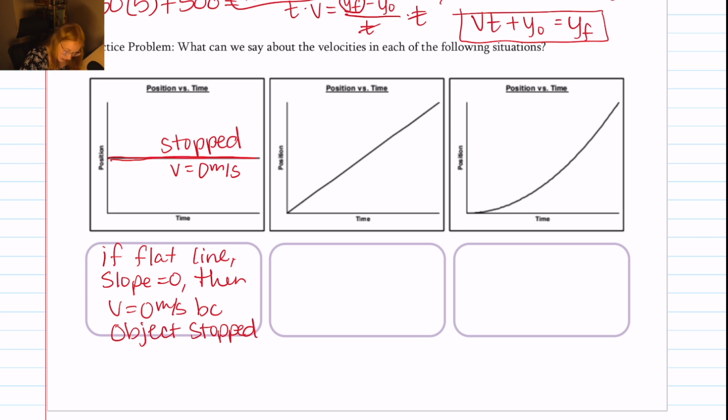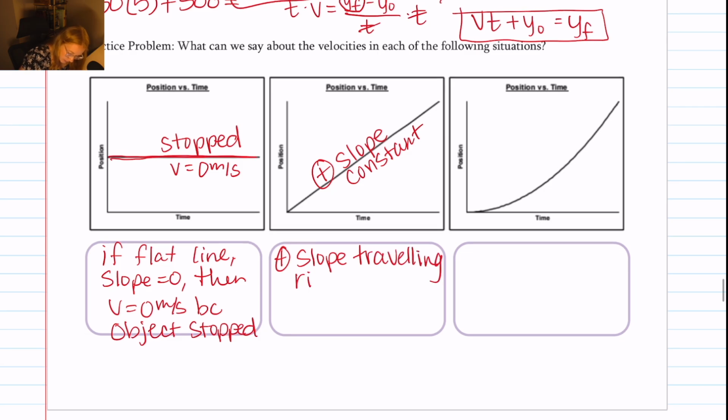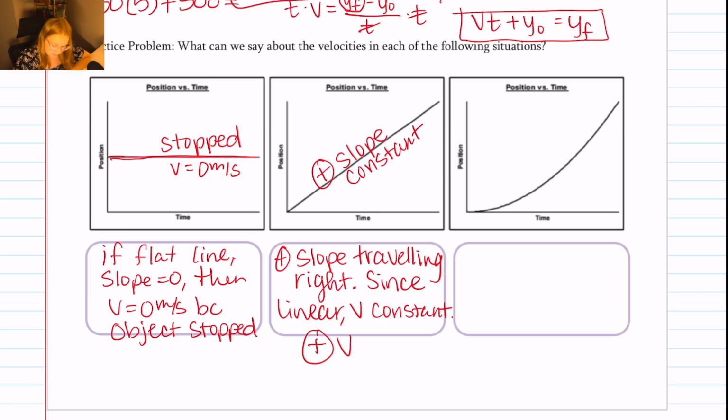For the next position versus time graph, we have a positive slope that's constant or linear. If it's a positive slope, that should mean it's traveling to the right. And if it's constant, that means it's not speeding up and it's not slowing down. It's going at a consistent speed. So positive slope should be traveling right. Since it's linear and straight, it means it's constant. I can't actually get a numerical value for velocity, but it should be a positive velocity that doesn't change.